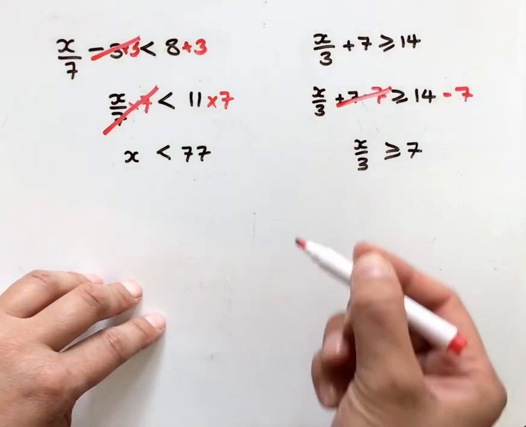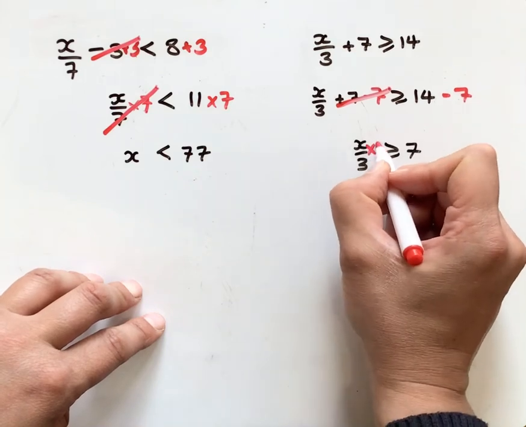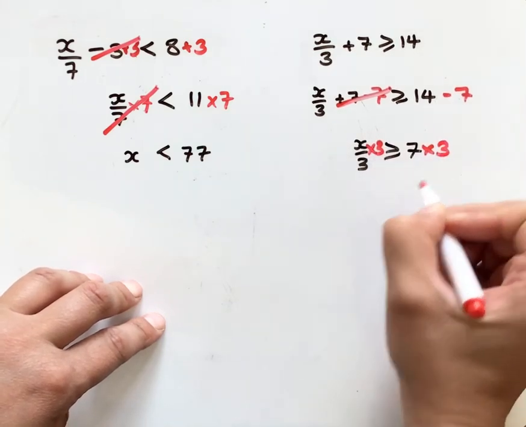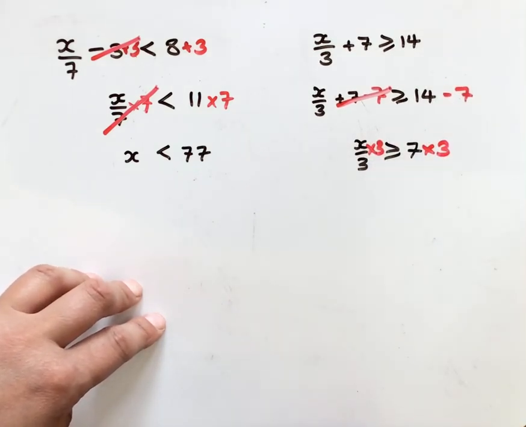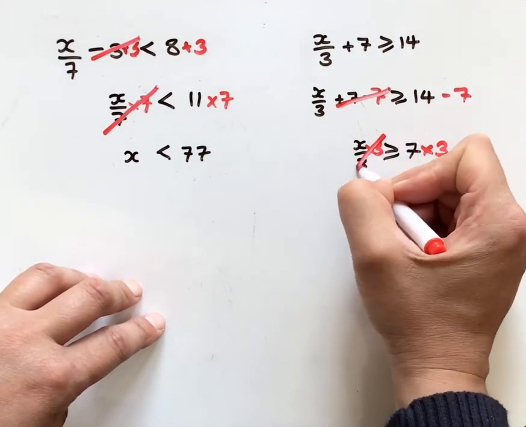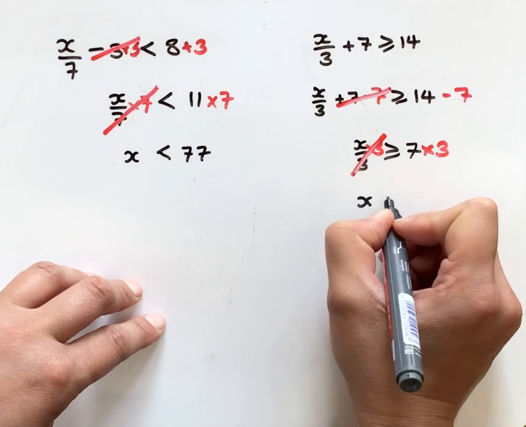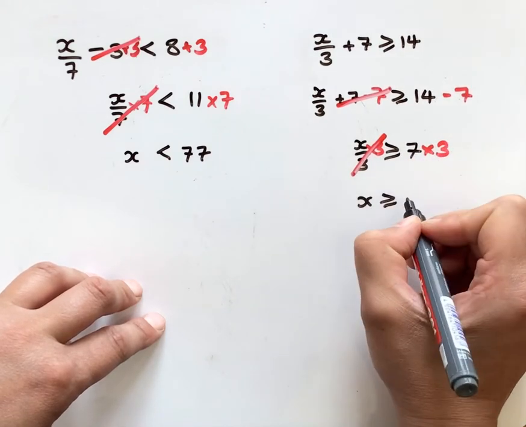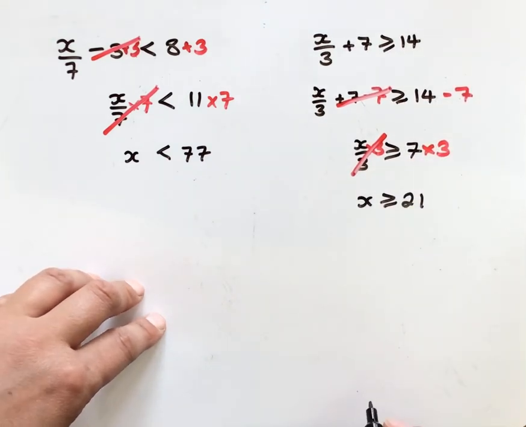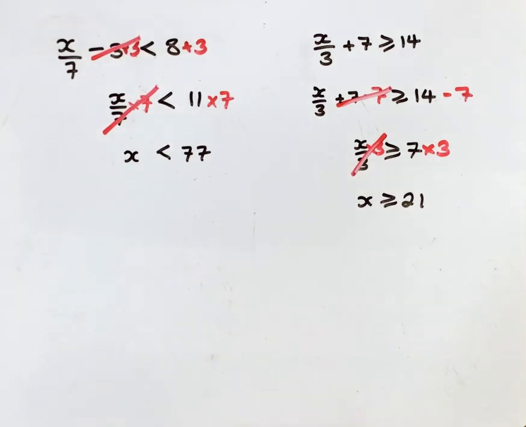Remember, over 3 means divide by 3, so the inverse is times by 3. Remember to do it to both sides. So the times 3 and the divide by 3 cancel, and we end up with x is greater than or equal to 21. So just because there's a fraction in doesn't mean it's any scarier, it just means that we need to do the inverse of divide, which is to times.